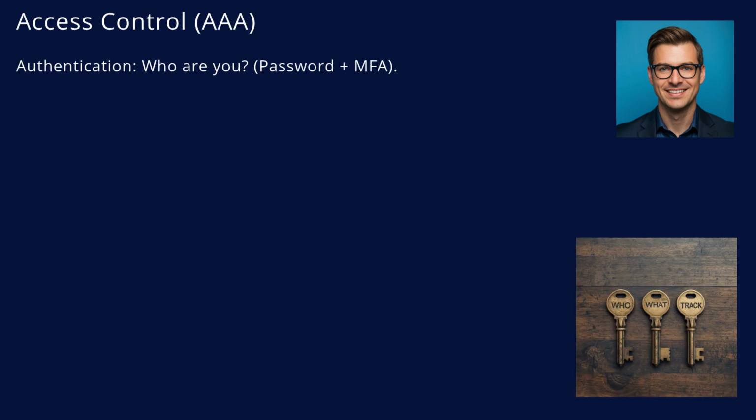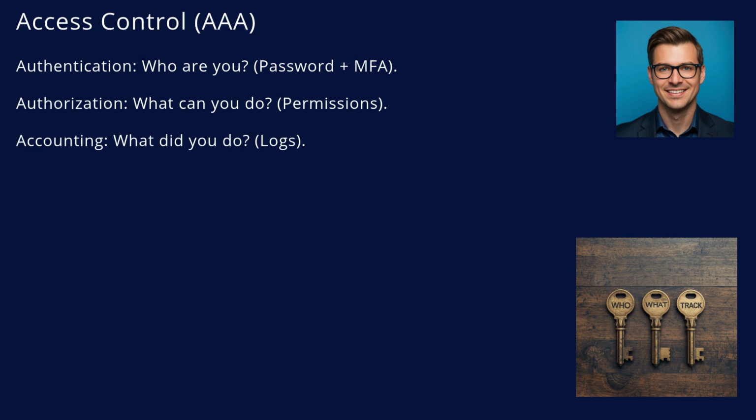To control access, we use AAA. Authentication asks, who are you? Always use multi-factor authentication here. Authorization asks, what can you do? Set permissions carefully. Accounting asks, what did you do? Keep logs. Follow the rule of least privilege: only give users the exact access they need, nothing more.